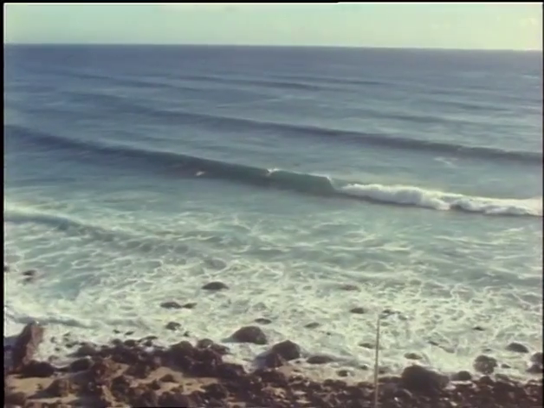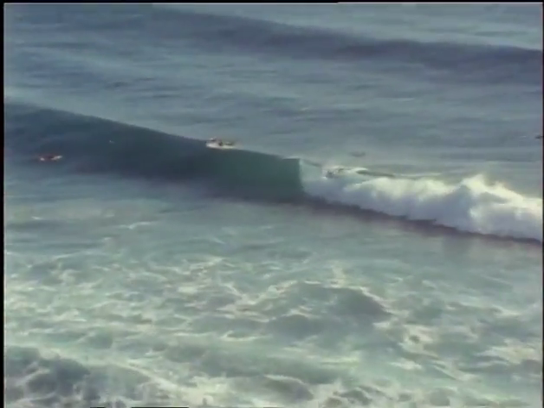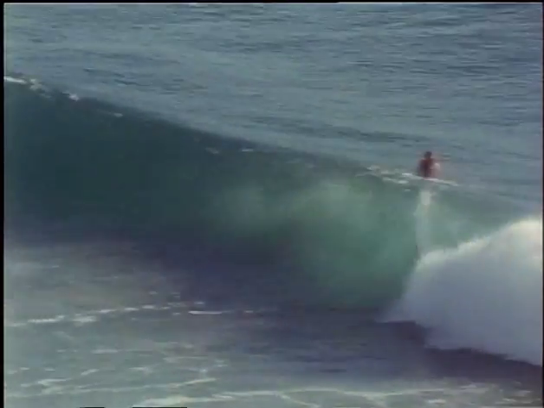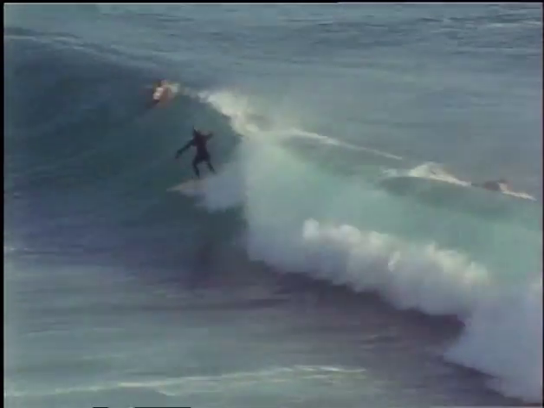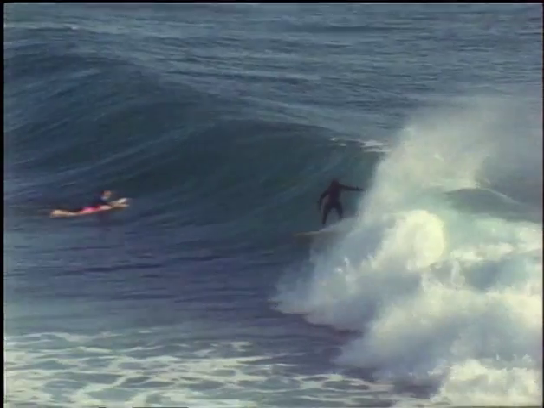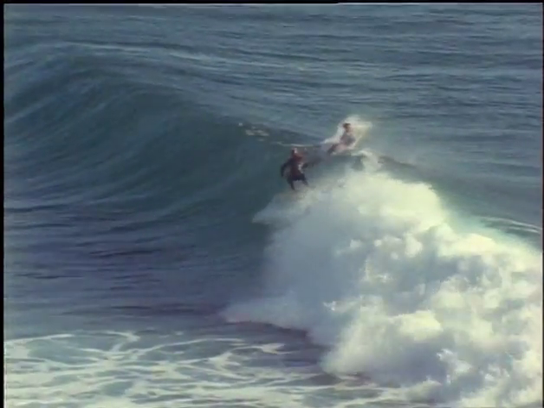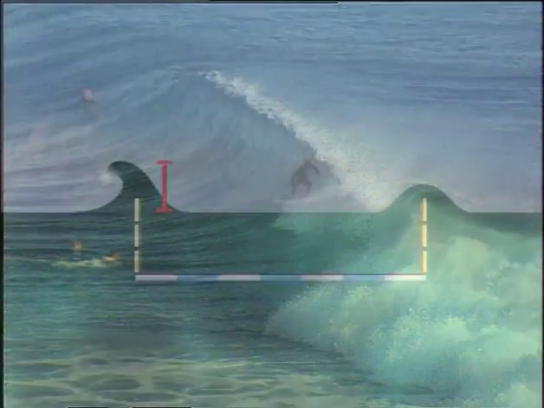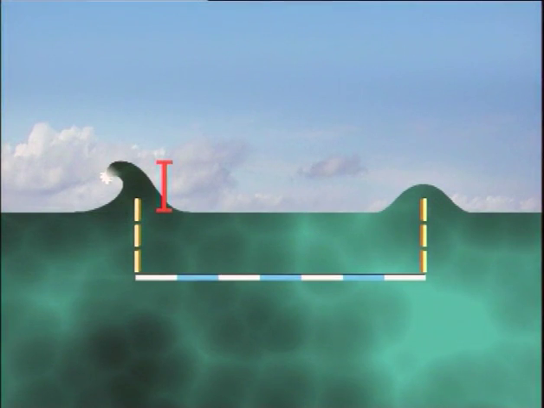Let's now look at what happens when a wave approaches the beach. As the wave slows, due to the shallow water, it bunches up and becomes higher and steeper. Eventually the crest starts to curve or bend and the wave falls over itself or breaks. This occurs when the height of a wave is greater than 1/7 of its wavelength.